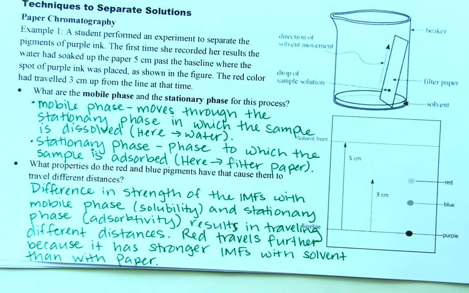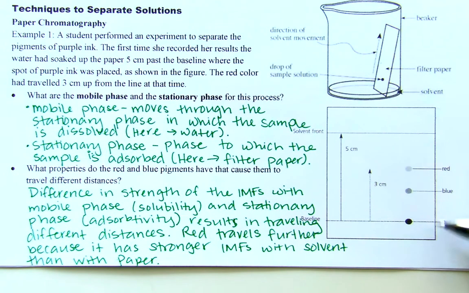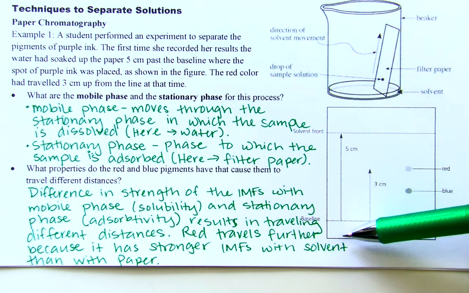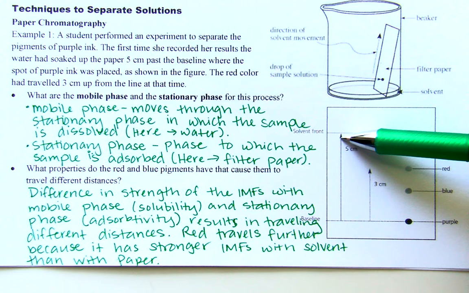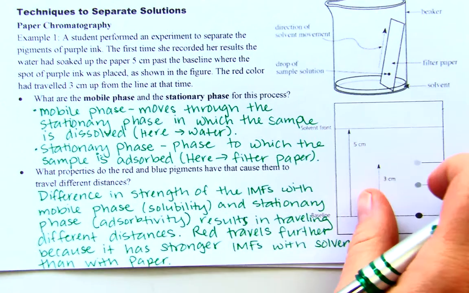Another good way to think about this is the polarity. So if you have paper that's very polar, and you have a solvent that's very nonpolar, if you have part of your mixture that is nonpolar, it's going to interact more strongly with the liquid solvent, because nonpolar and nonpolar, likes dissolve likes. So the nonpolar part would move farther up here. If the situation was reversed and you had something where the paper or the stationary phase was more nonpolar, the reverse would be true. Alright, let's go to the next page.